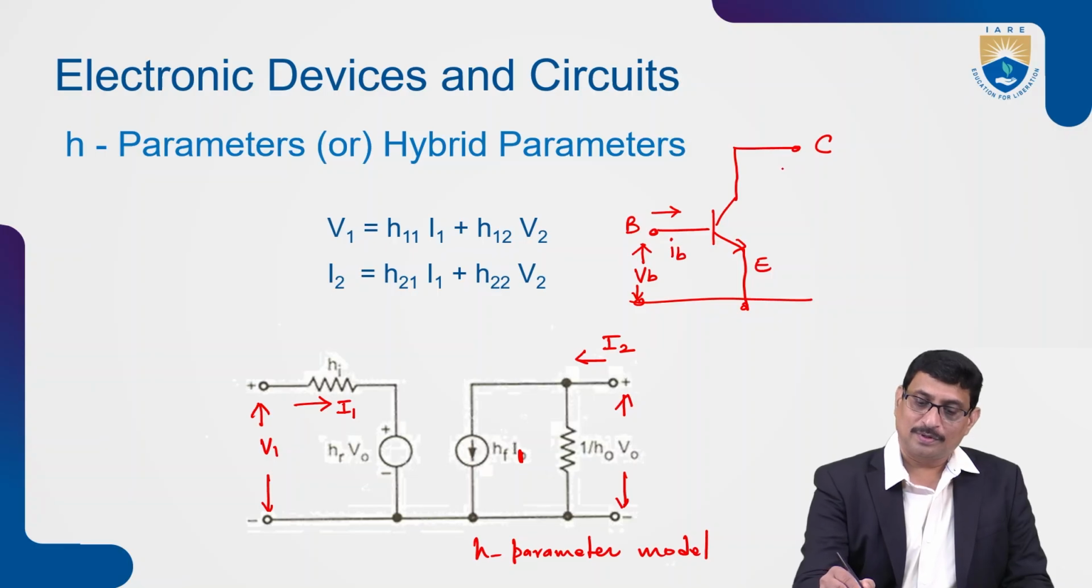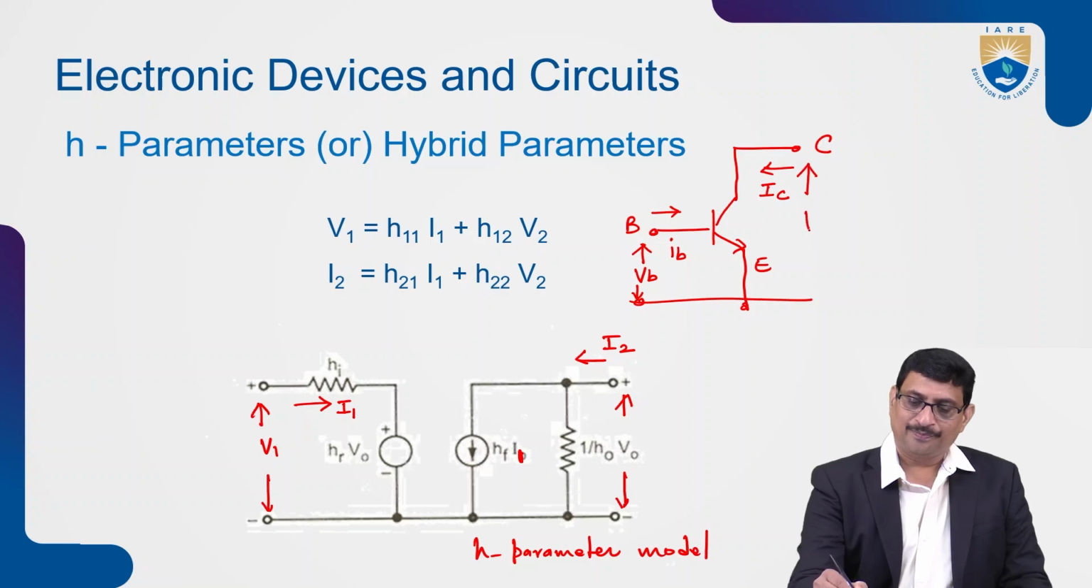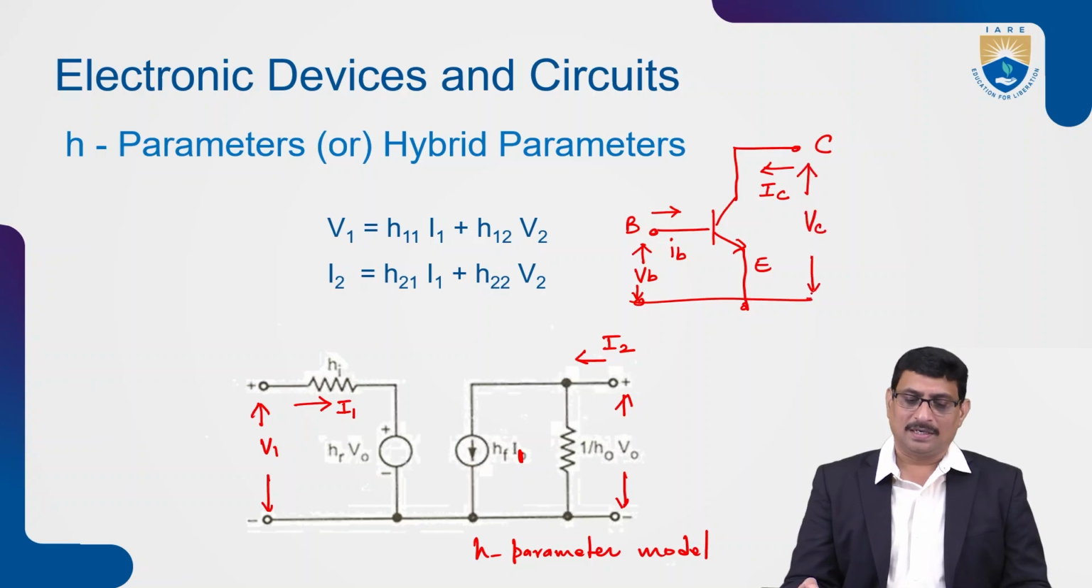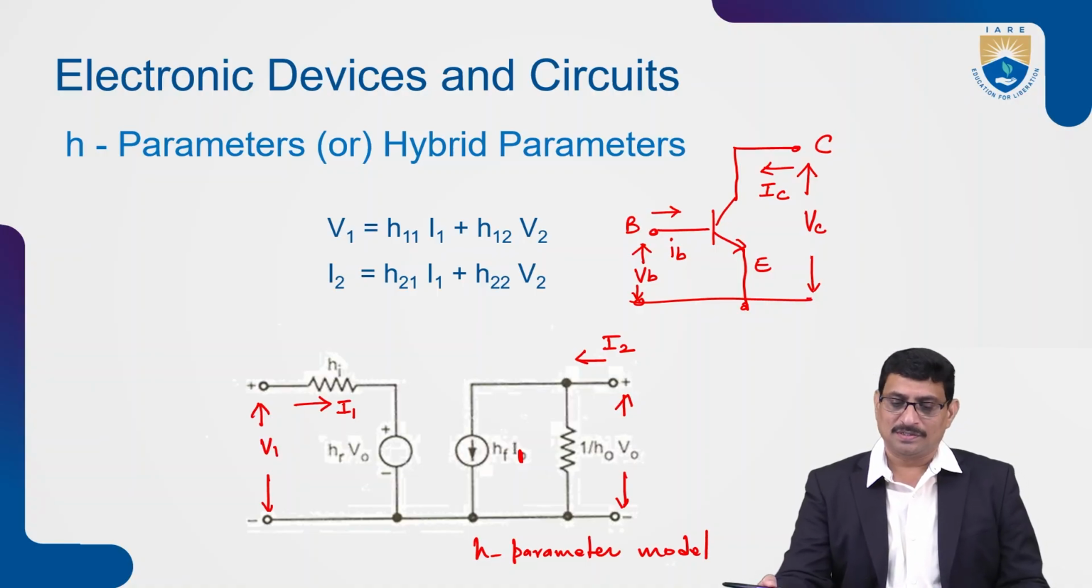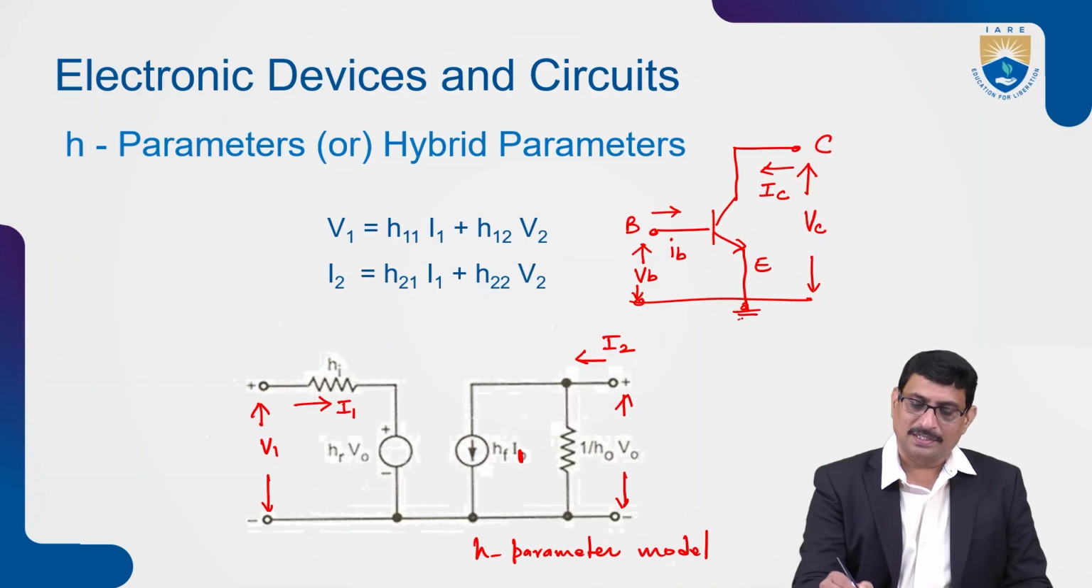If collector is the output terminal, IC becomes the output current. If collector is the output terminal, VC becomes the output voltage. So here V1 will be replaced with VB, V2 will be replaced with VC, I1 is replaced with IB, and I2 will be replaced with IC. And again it is in a common emitter configuration.